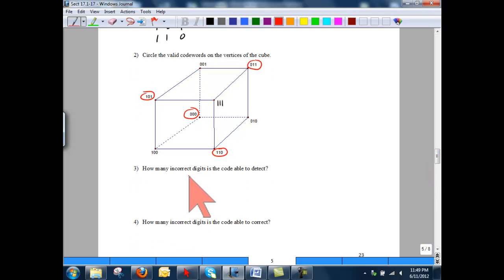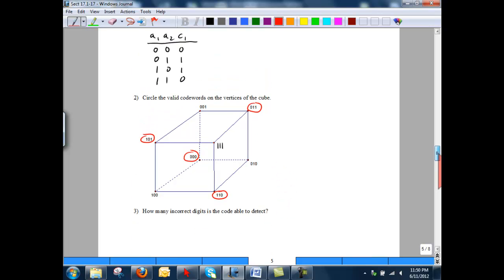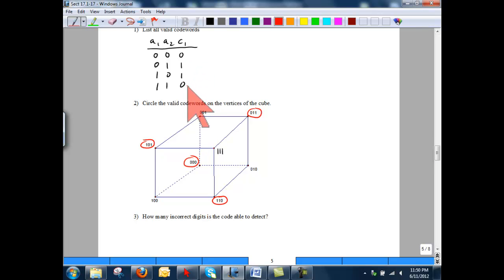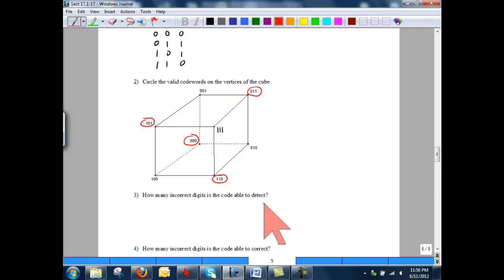Why am I doing this? Well, I'm trying to illustrate why the answers to the questions below are as they are. So how many incorrect digits or bits is the code able to detect? Think about it this way. A computer is sending a valid code word, one of these 4 it has to be, and then an error is made in one of the bits, and maybe an error is made in another bit, and maybe an error is made in another bit. How many times can we make an error like that and still have the computer at the other end say, ah, bad code word?